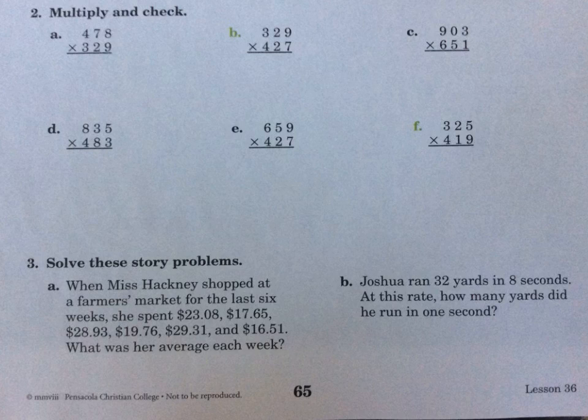Okay, 2A, we're multiplying and checking. 9 times 8 would be 72. Carry the 7. 9 times 7 would be 63, plus the 7 would be 70. 9 times 4 would be 36, plus the 7 would be 43.